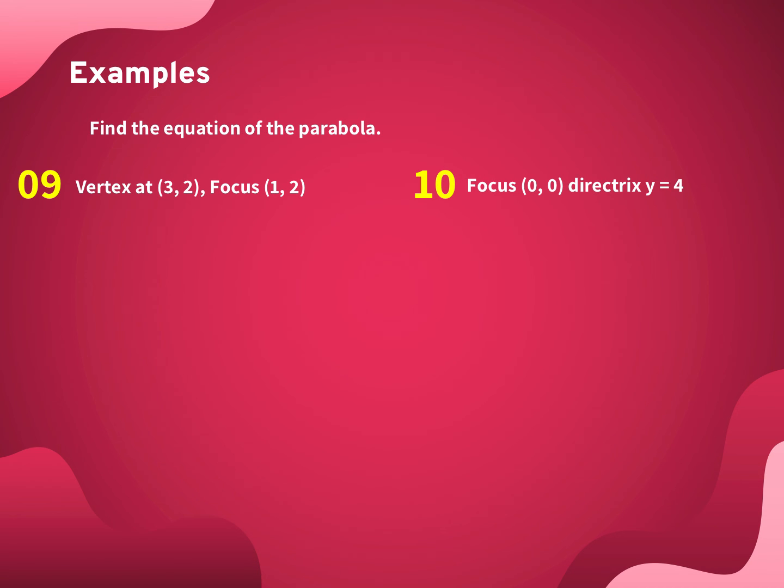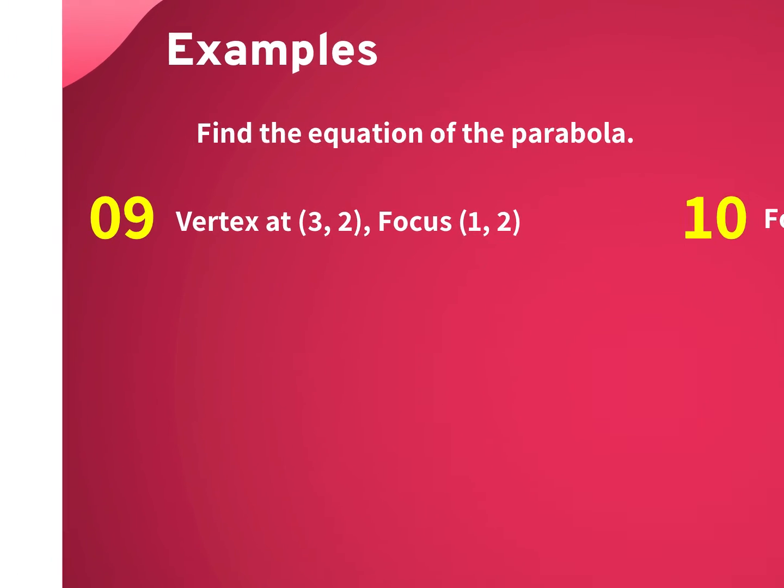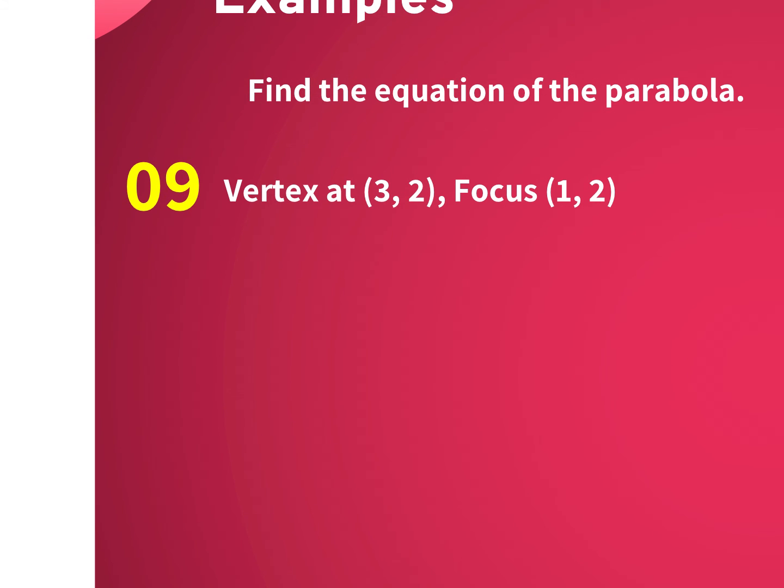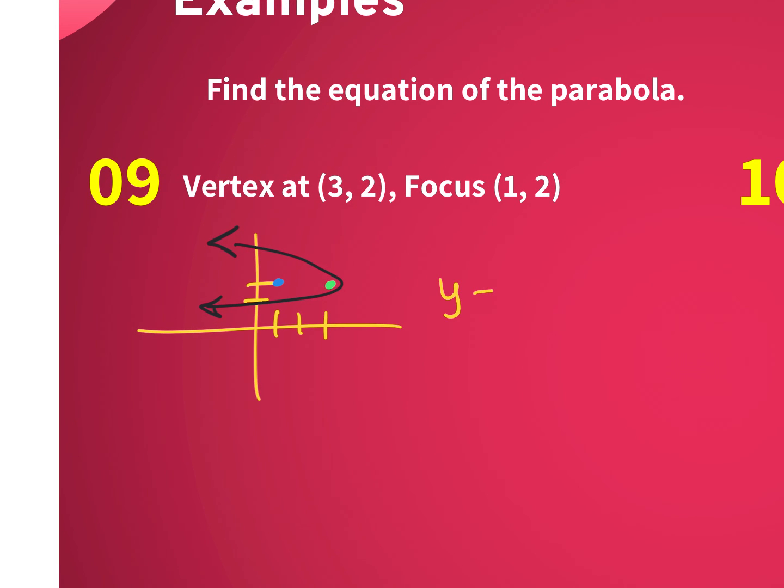Number 9, vertex is not at the origin. I've got to use the longer formula, but let's figure out which one we need by giving ourselves a visual. Vertex is at 1, 2, 3, 1, 2. So my vertex is right here. This time I'm back to a focus, 1, 2. Remember, the parabola always surrounds it. So this tells me it's the backwards C. So the equation I'm using is y minus k squared equals 4p x minus h.